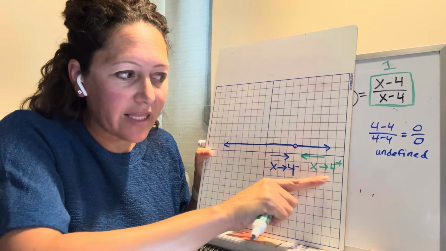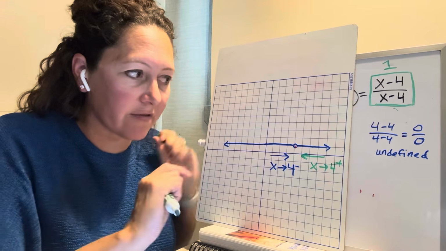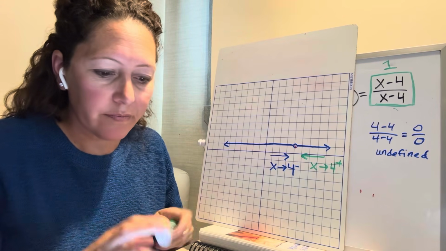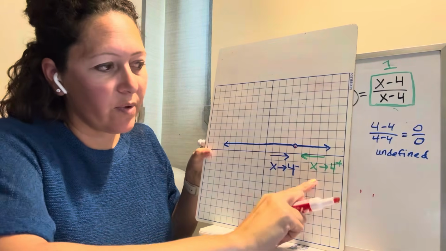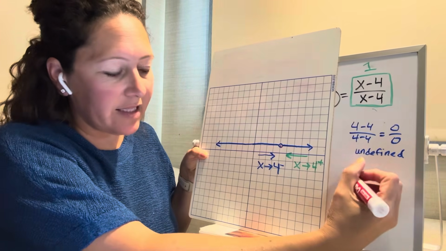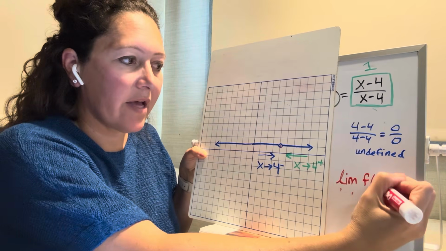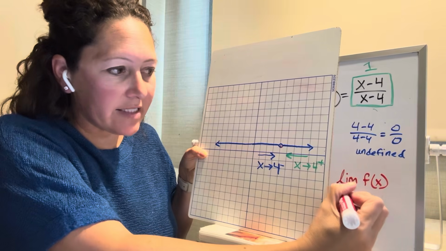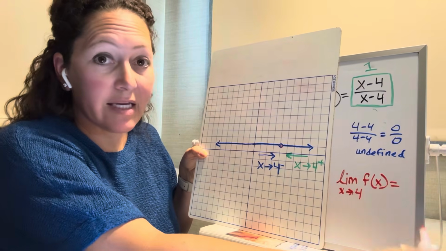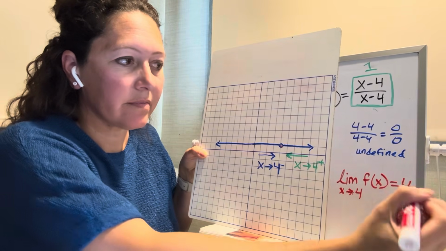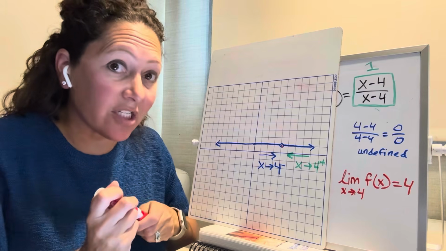So that's how you write that on both cases, and then right at the point where it's at 4, it's undefined. It doesn't work right there. We would also write this out and say that the limit of f of x as x approaches 4 is 4. So that is our limit. We can't actually reach that value.